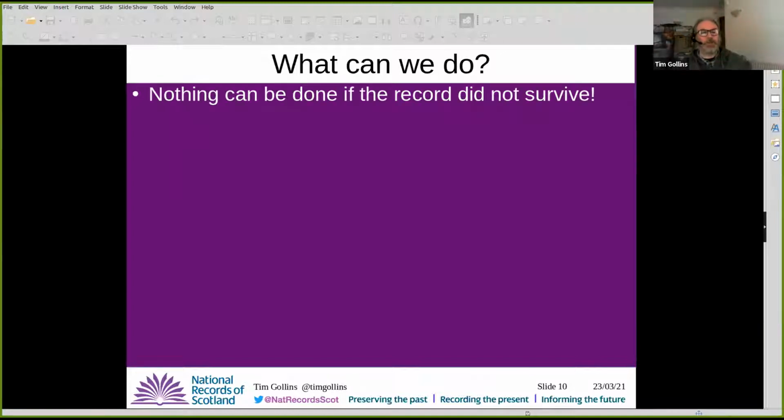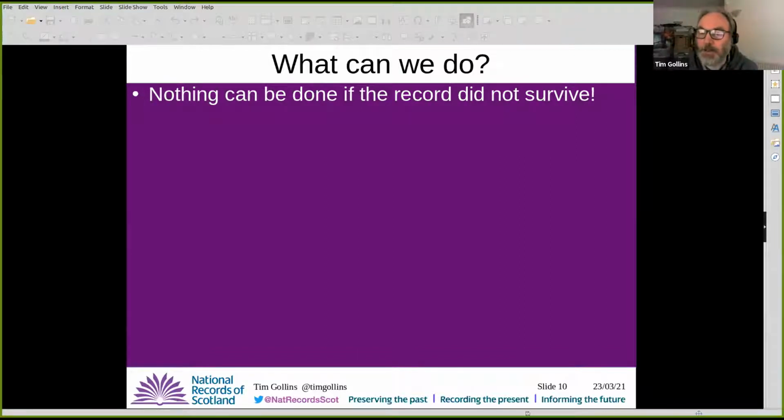Well, of course, nothing can be done if the record did not survive. I know it's a slightly obvious statement, I'm going to make it anyway. There is a model of archival selection, which is called the leaky barn model. You place your documents in a leaky barn and you wait for the water to come in, and the ones that don't rot are the ones you keep. Surprisingly, that's a rather accurate description of archives in the early periods.